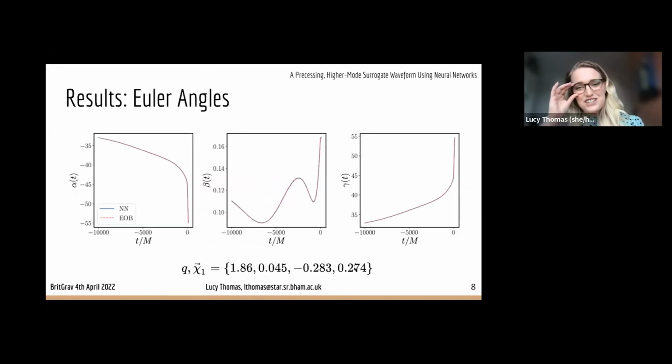So we haven't talked that much about the Euler angles thus far, but on this slide, you can see for the same binary I showed a couple of slides ago, the true Euler angle data in dashed red and the neural network prediction in solid blue. And again, we see excellent agreement for this binary, just as we did for the co-precessing modes.